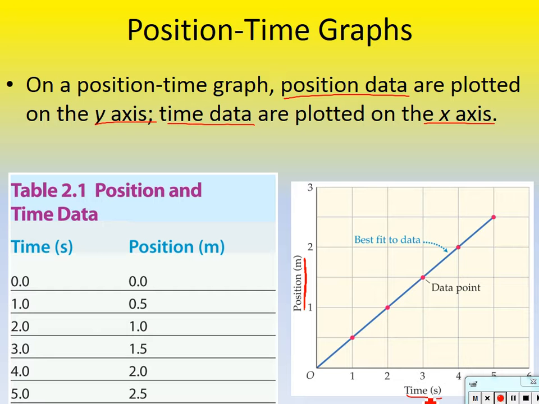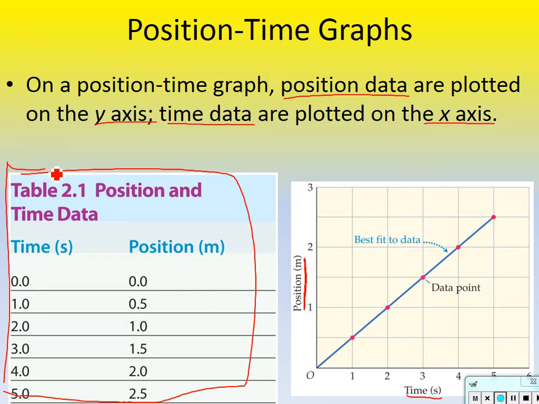Anyway, all they've done is take this data table here and make a graph from it. So for example, at time 0, it was at position 0, so you make a mark. At time 1 second, he was at 0.5 meters away. So at 1 second, you go up to 0.5 meters and make a dot. This is what a position time graph is. It shows you position on the y and time on the x. And if you connect the dots, you get the graph.